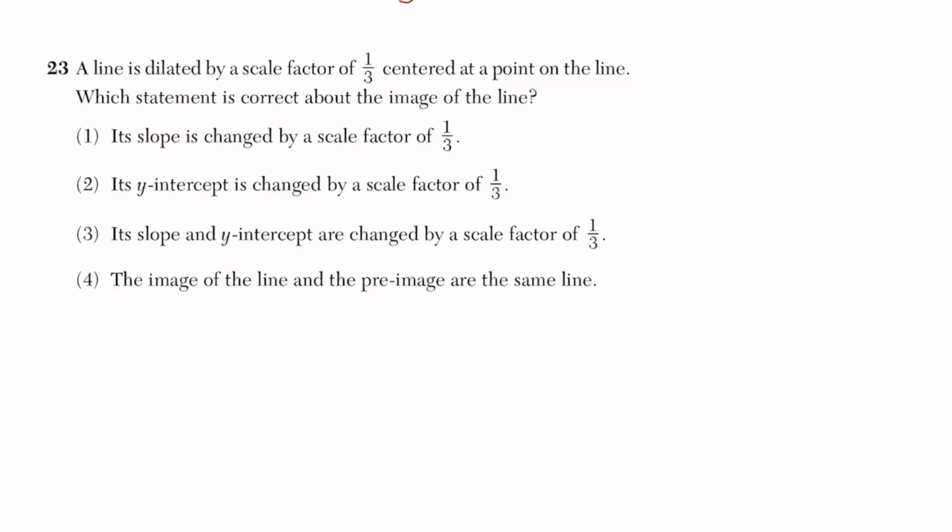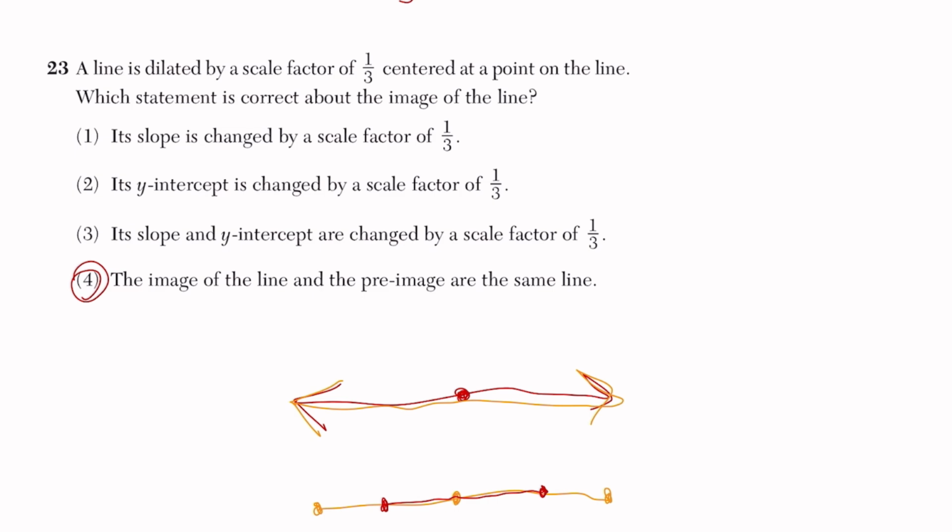Okay, question 23. A line is dilated by a scale factor of 1/3 centered at a point on the line. Which statement is correct about the image of the line? The answer choice is 4. Okay, whenever a question talks about a dilation of a line and the point is centered on that line, that means that the line does not change, right? The line would be dilated on the same line. If this was a line segment and it was being dilated on this point, the new line would look something like this, right? But since this is not a line segment but an infinite line, that means that it would just still look like this. So the answer choice is number 4.